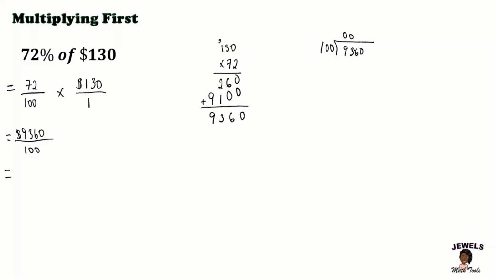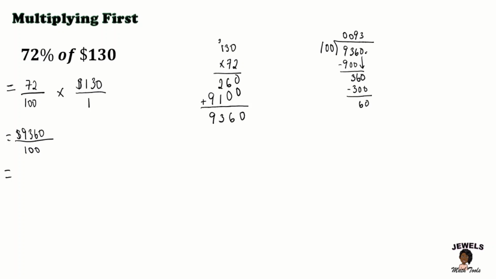And 100 divides into 936 9 times. So 9 times 100 will give us 900. 936 subtract 900 leaves us with 36. We're going to bring down our 0. 100 goes into 360 3 times. 3 times 100 will be 300. 360 subtract 300 leaves us with 60.